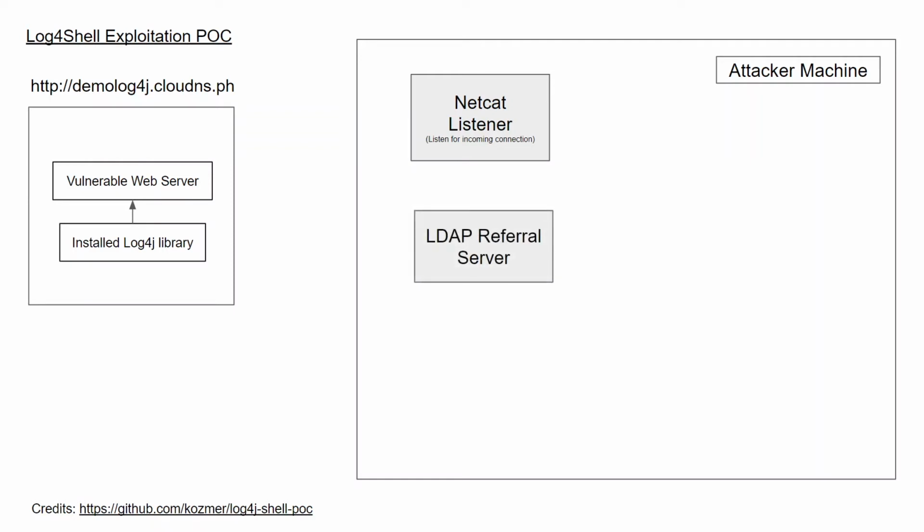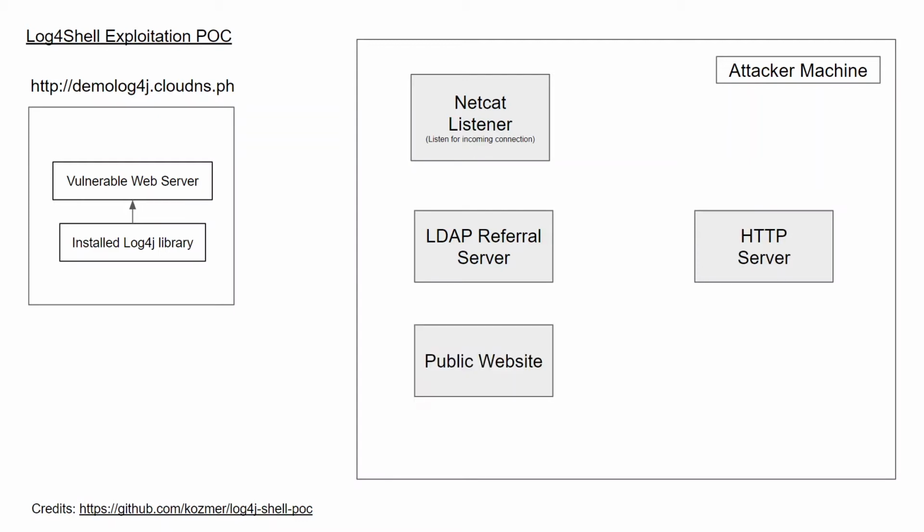Now, at this point, the attacker will also launch an LDAP referral server and also a temporary server. This temporary server is the server that actually hosts the exploitation code. Now, you may be wondering, why do we still need an LDAP referral server? Because we are exploiting a feature that connects to the LDAP server via the LDAP protocol, so it's essential to have an LDAP referral server. Next, the attacker will go to the public website, demolog4j.cloudDNS.ph, and launch arbitrary code through the vulnerability.